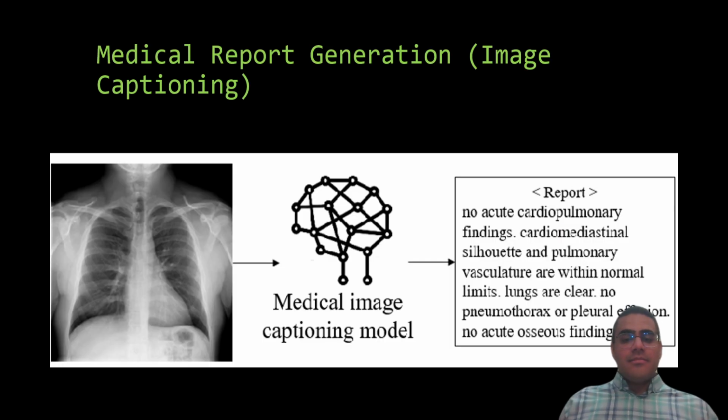Also, we have medical report generation, which is basically image captioning. We give the model an image, and we expect the model to write a report for us, a bunch of sentences, outputting a caption for that image, which in our case is a medical report. This is what image captioning in medical images looks like.